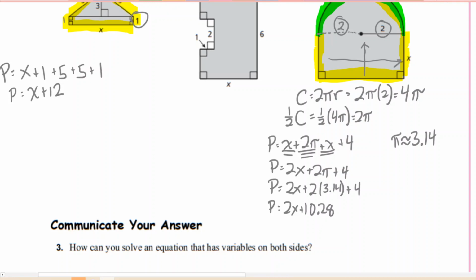10.28. You know what? I really shouldn't do that. 2 times 3.14 is 6.28 plus another 4. So the perimeter is 2x plus 10.28. Okay, approximately actually, because as soon as we say that pi is 3.14, that's all an approximation.